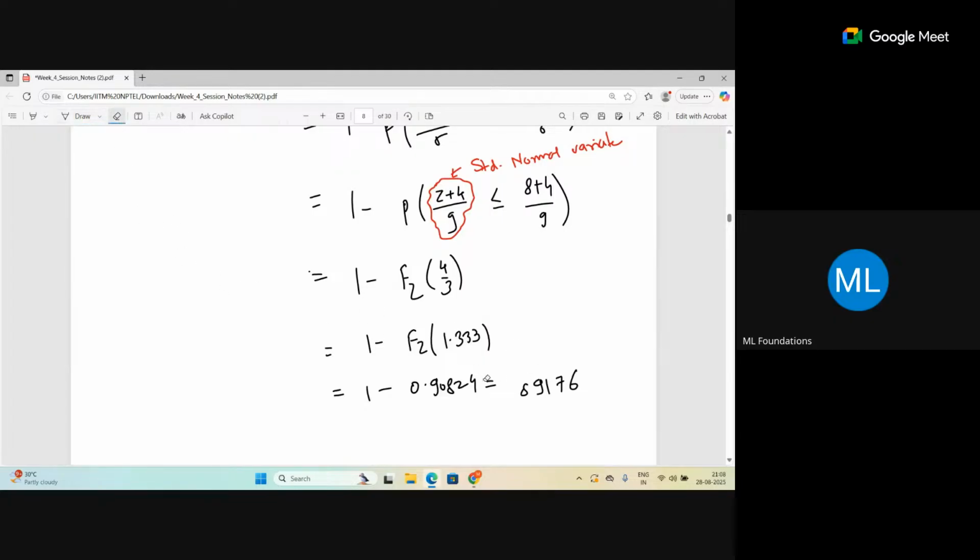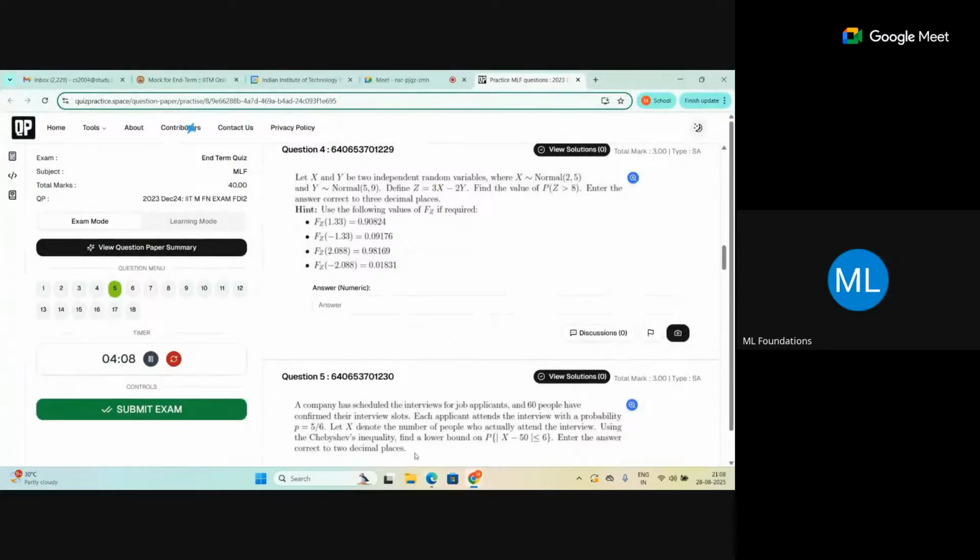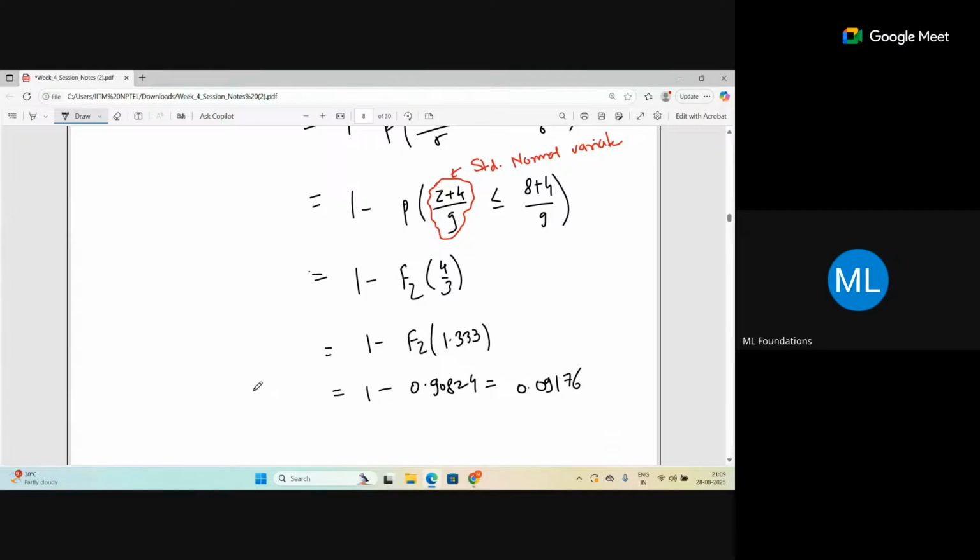No, sorry, I think I made a mistake. How much is it, 1.00, right? So it is 0.08176. It's around 0.09176, kind of this value. I don't know whether it is correct, but I think it should be correct if I haven't made any mistake. That is your probability that Z is greater than 8.